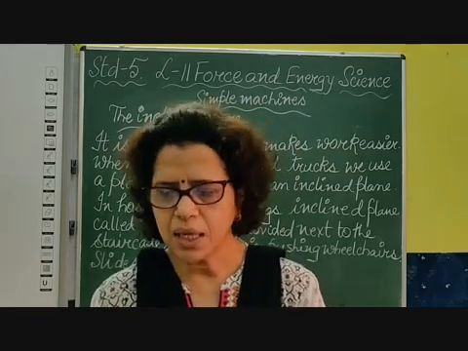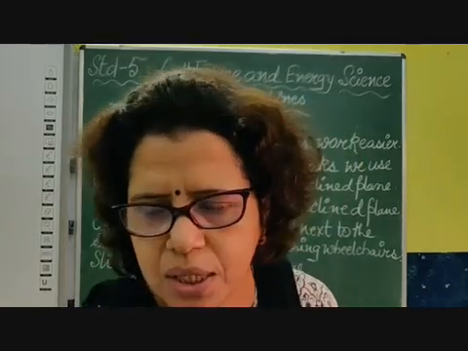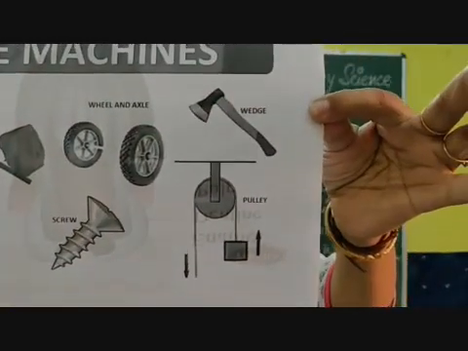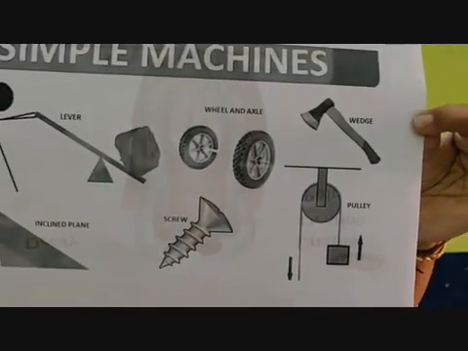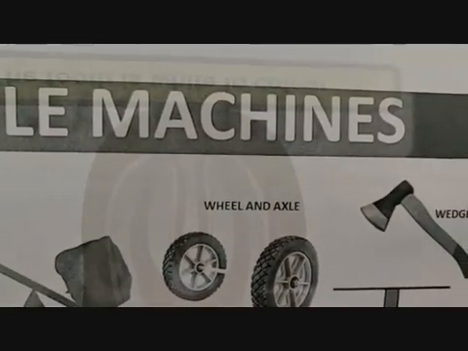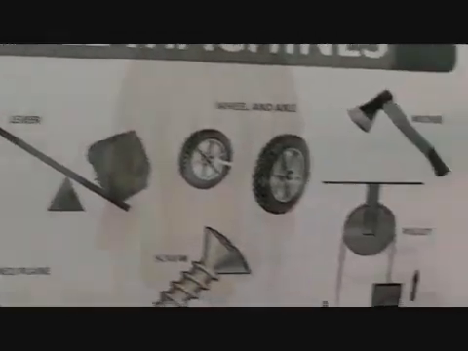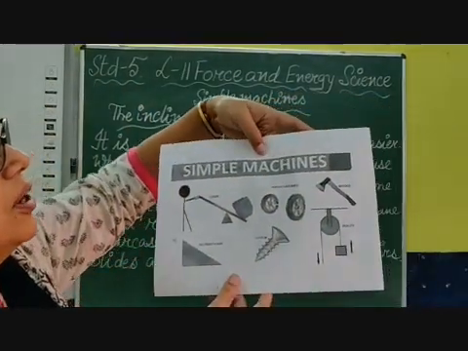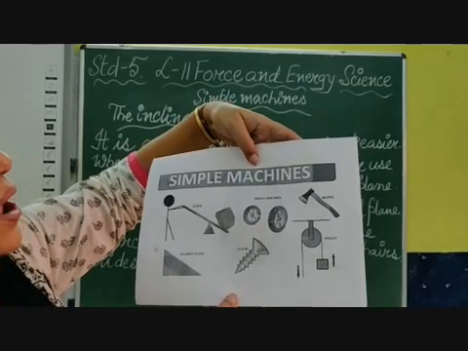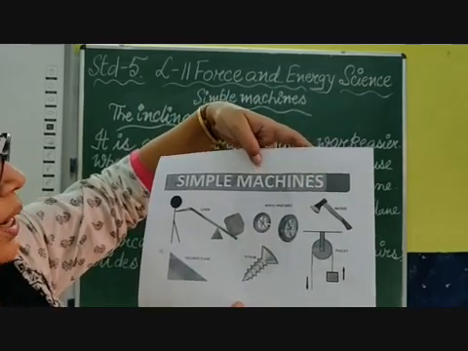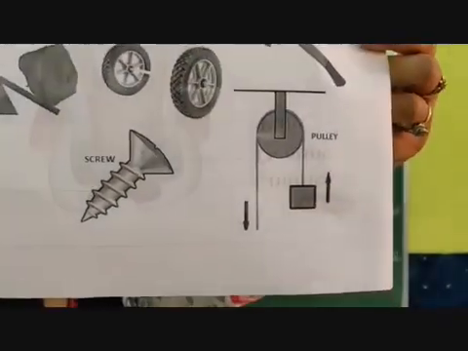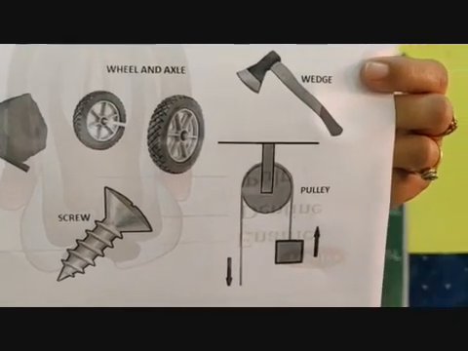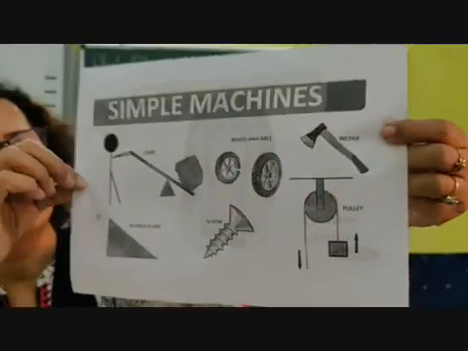Let us take examples of simple machines. In this picture, you can see different types of simple machines. Okay, children, you can see lever, wheel and axle, wedge, pulley, screw, and inclined plane. These are the different types of simple machines that make our work easier and faster.